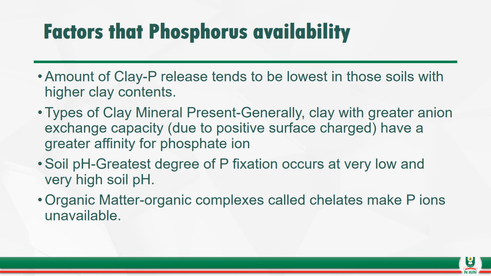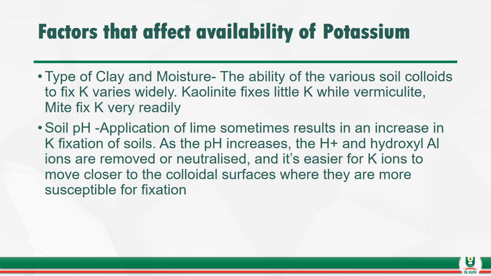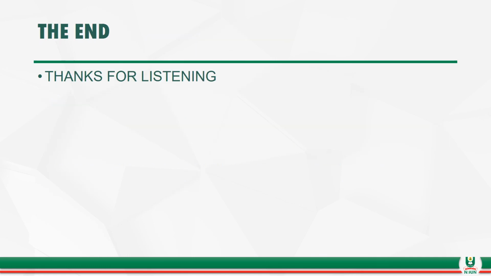Factors that affect phosphorus availability: number 1, amount of clay; number 2, types of clay materials present; number 3, soil pH; number 4, organic matter. All these affect phosphorus availability. Factors that affect availability of potassium: type of clay and moisture, and soil pH are the two main factors that affect availability of potassium to plants.